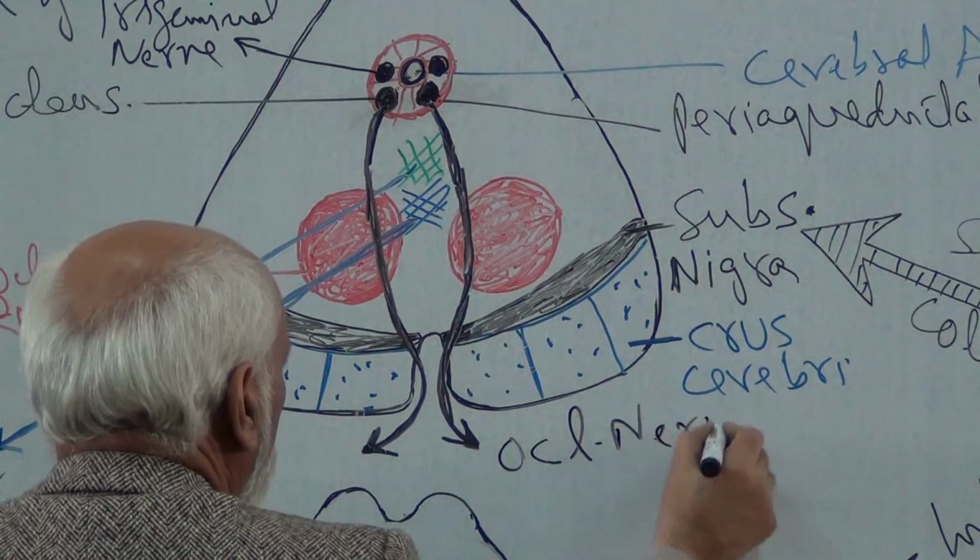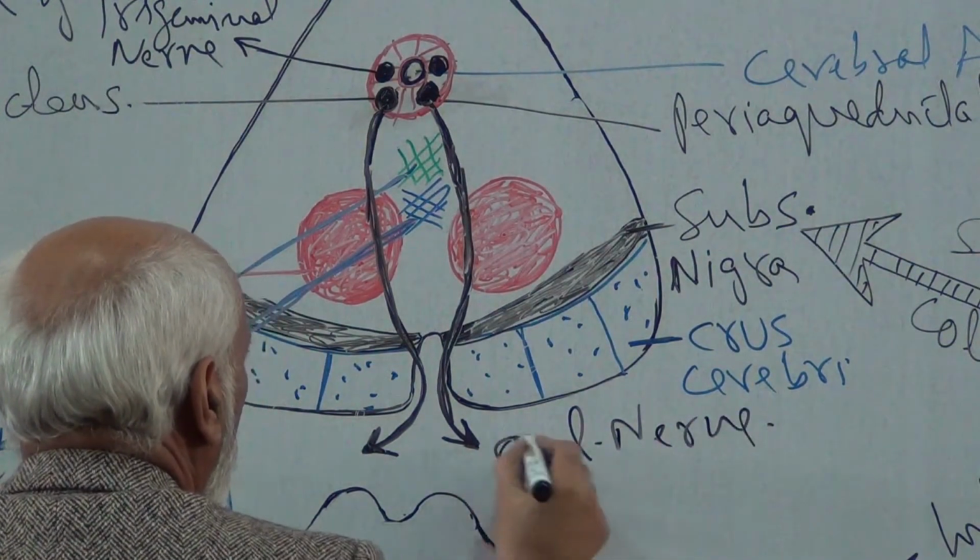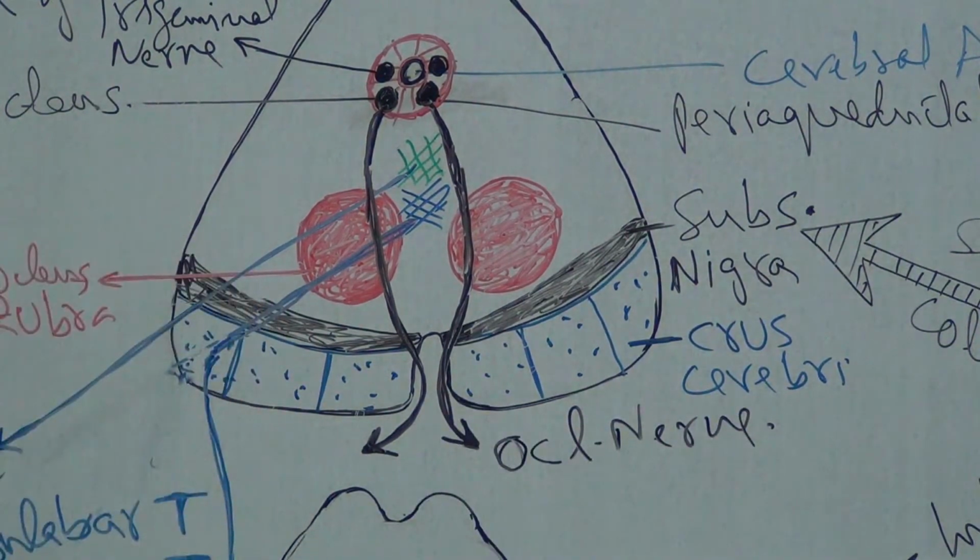Oculomotor nerve. During its intracerebral course, that is, the course through the midbrain, the fibers of the oculomotor nerve arise from the nucleus of the oculomotor nerve.